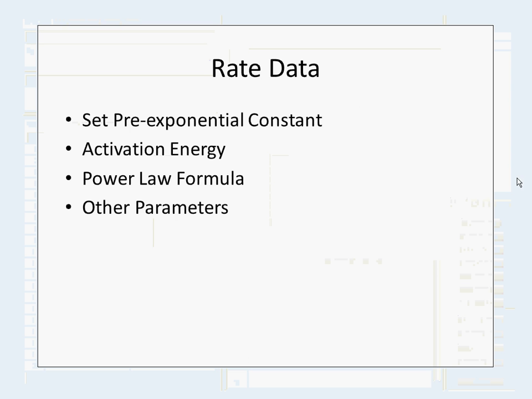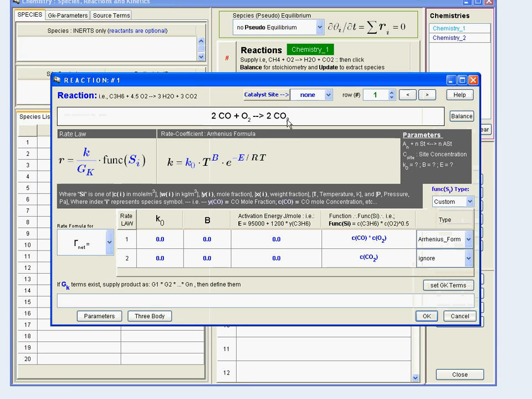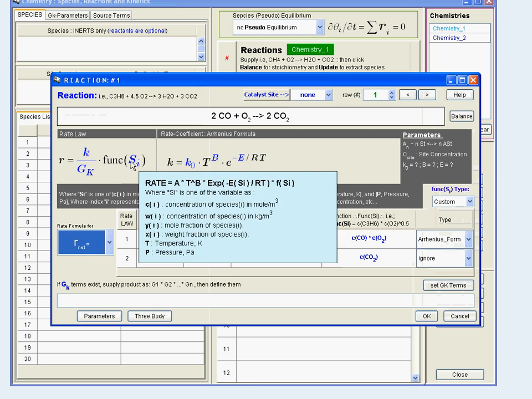This demo shows how to supply the rate data, which is the pre-exponential constant, the activation energy, the power law formula, and other parameters used to compute the rate. So rate data may be entered as soon as we type in the reactions, or they may be entered later, or they may be read from a file. So let's say we have this reaction. So we can then enter the data here, the pre-exponential constant, which basically follows this formula here.